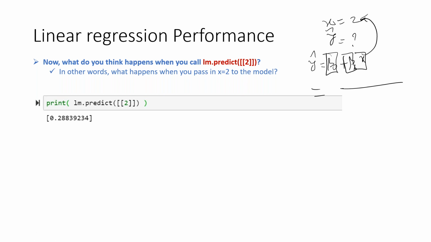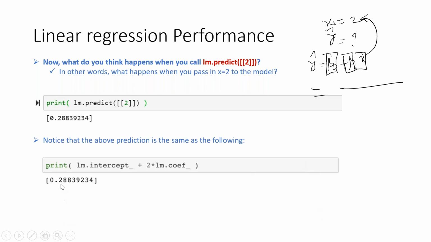Yeah. So the same thing can be calculated like this. lm.intercept_ is my beta 0, plus 2 is my x, times beta 1, which is lm.coef_. So I'm substituting all the values and calculating manually, not through the predict function. Are you getting the same value again? Yeah, the same value is coming. Okay, so that is how it happens.